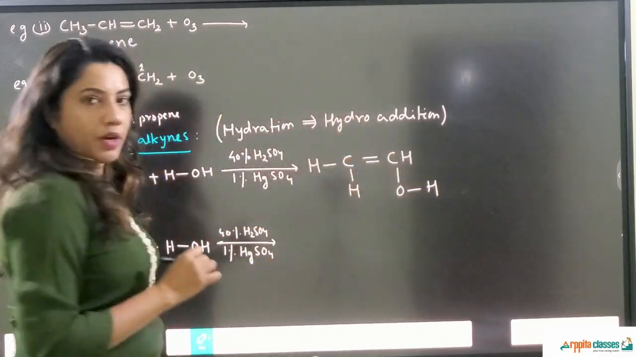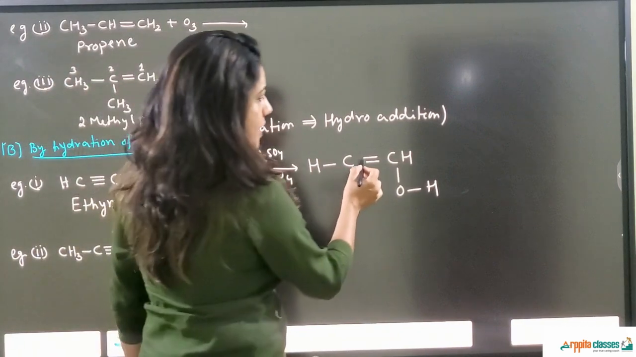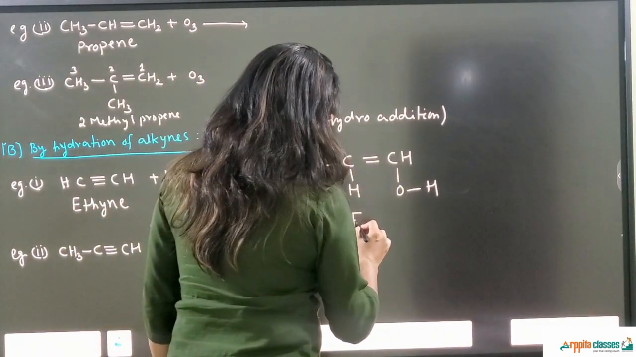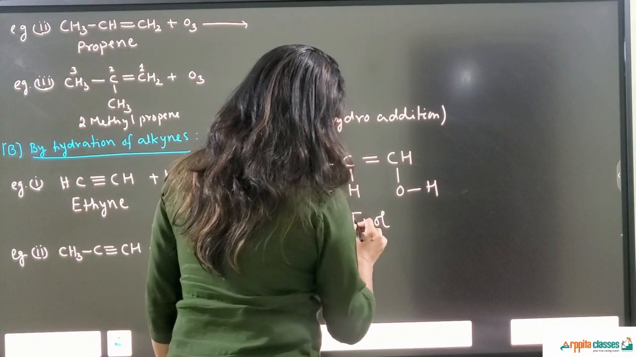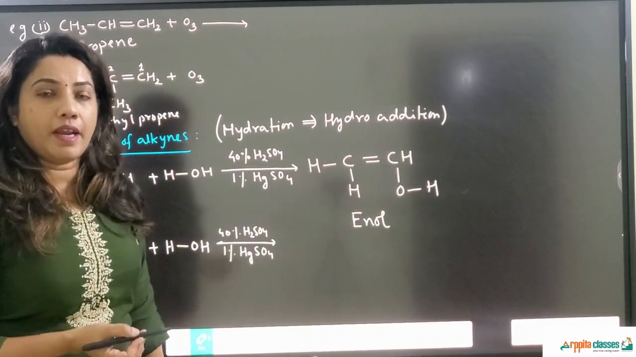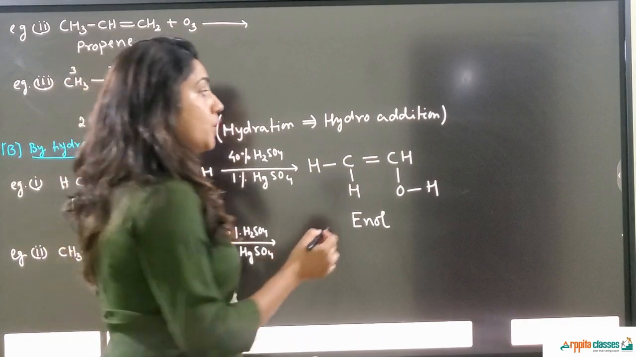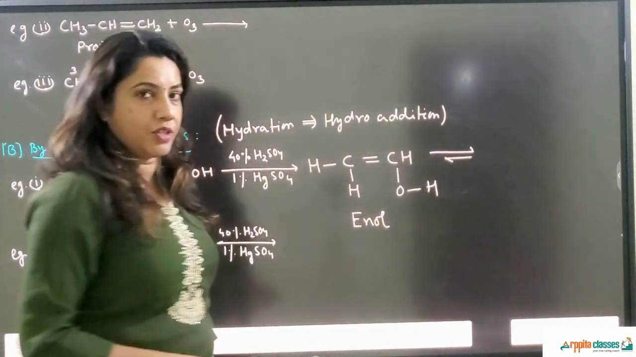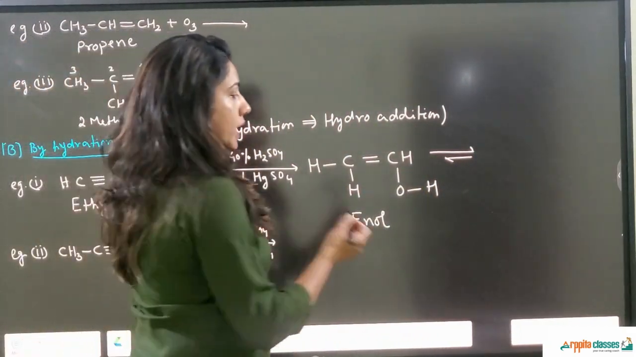So this is my product, and this is what you see. This is an alkene and this is an ol. This type of compound is called an enol, alkene plus ol, enol. These enols are very unstable, so they will tautomerize. Tautomerization is one type of isomerization. They will tautomerize into the keto form.